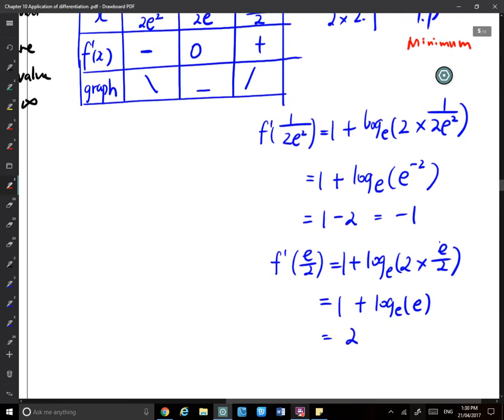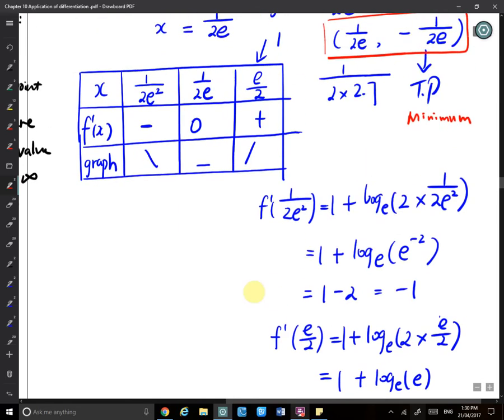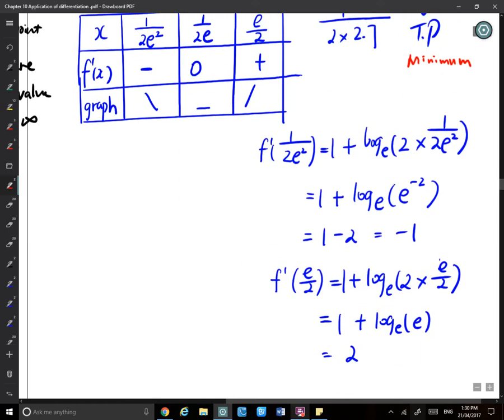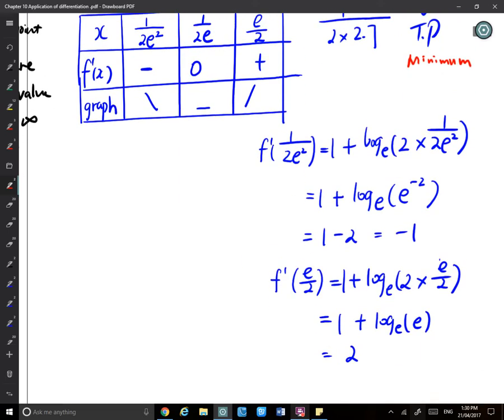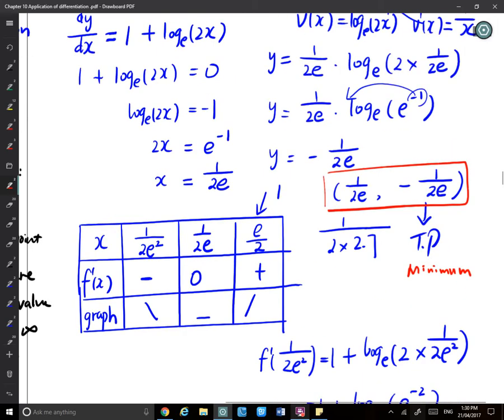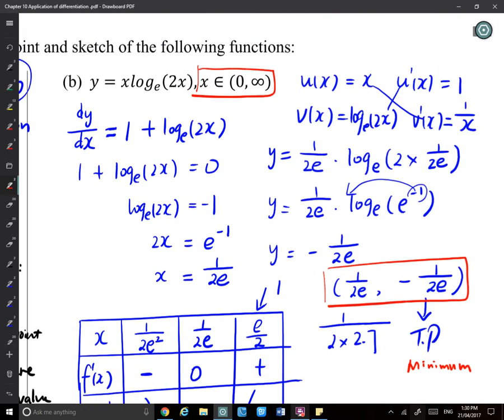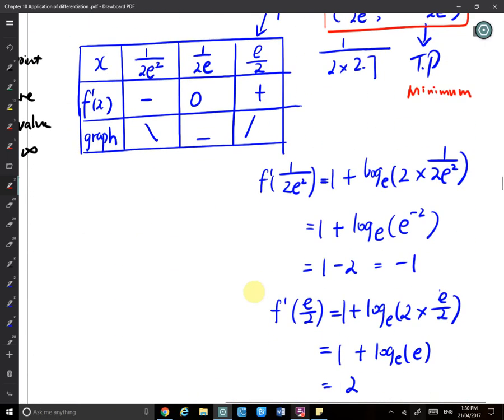Okay, the next thing we need to do is find the x and y intercepts. There won't be a y-intercept because your x cannot be 0. Think about the domain. Your x cannot be 0, so you can't have a y-intercept. Okay, no y-intercept.